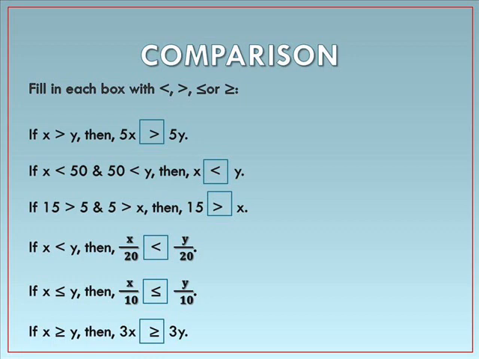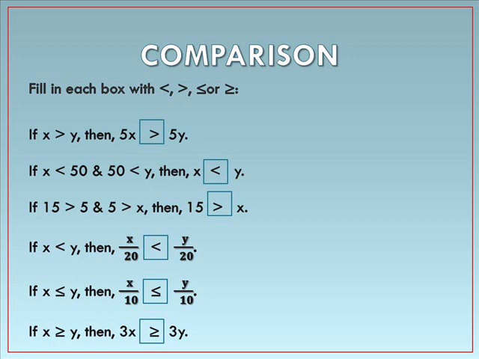Then we have if 15 is greater than 5 and 5 is greater than x, then obviously 15 is also greater than x. Then we need to compare some fractions. As you can see that the denominators are same, so if x is less than y, then x over 20 is also less than y over 20.